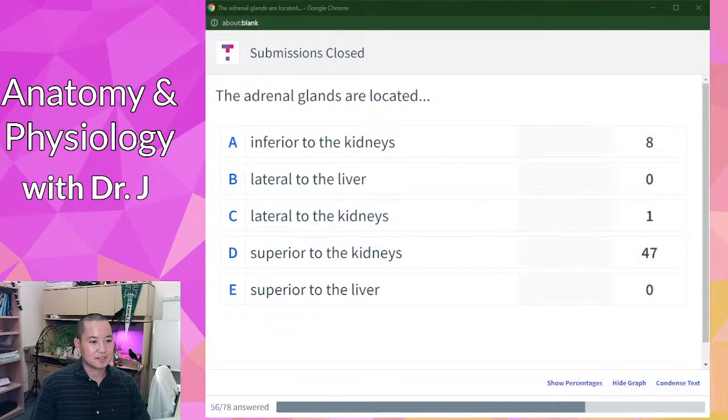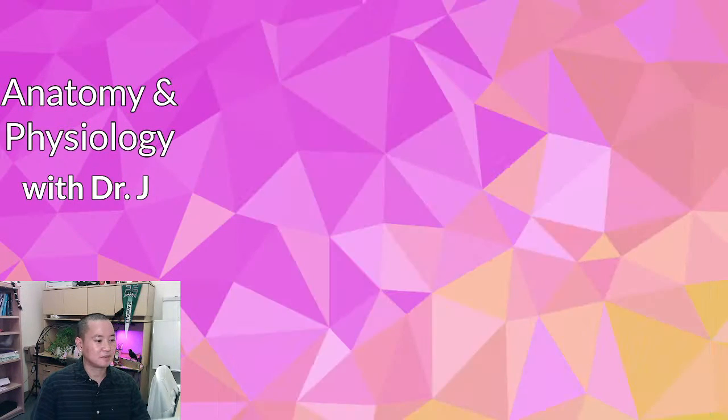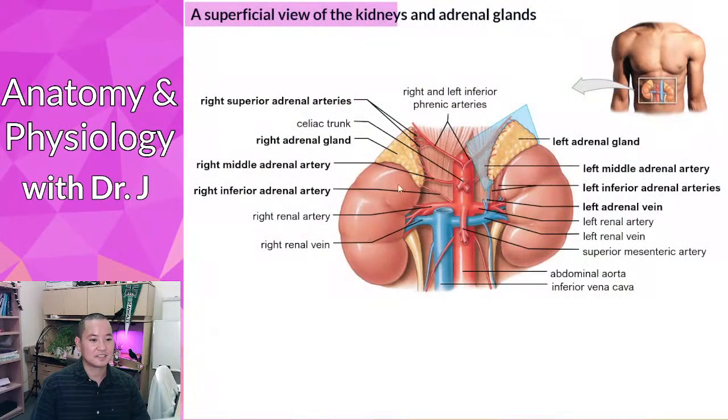Okay, let's see the responses. Most of you said they're superior to the kidneys, and that is correct. And I did do a little spoiler earlier, and this is where it is. So again, our kidneys are in our abdomen, and more specifically, retroperitoneal, but we'll learn more about that later on in the semester.